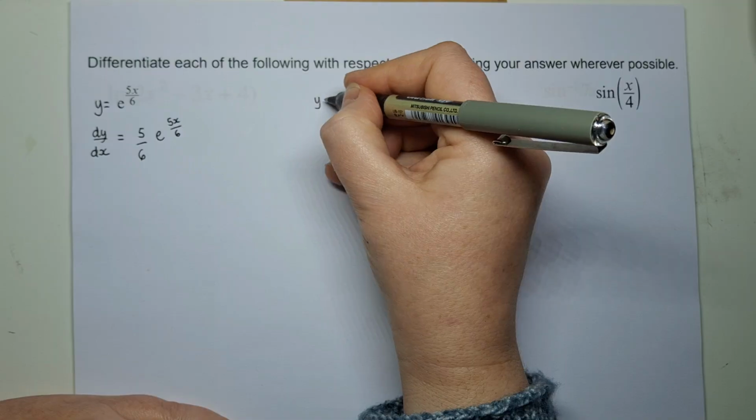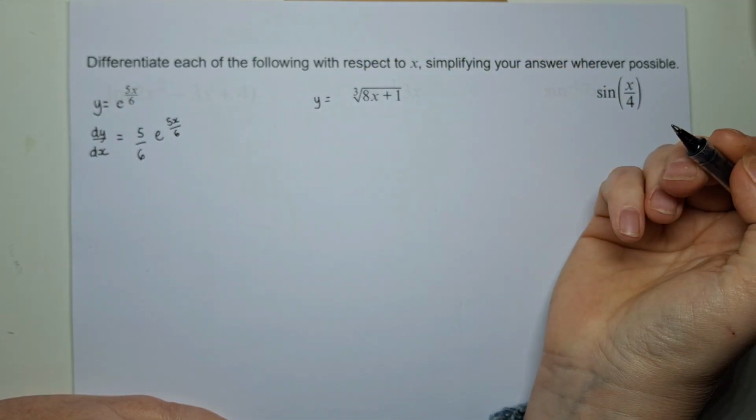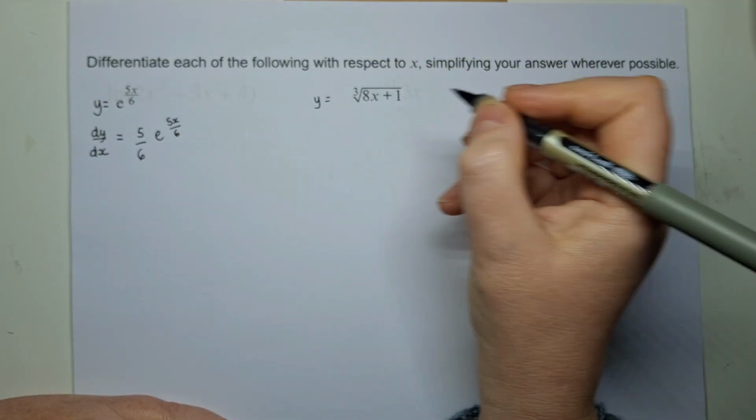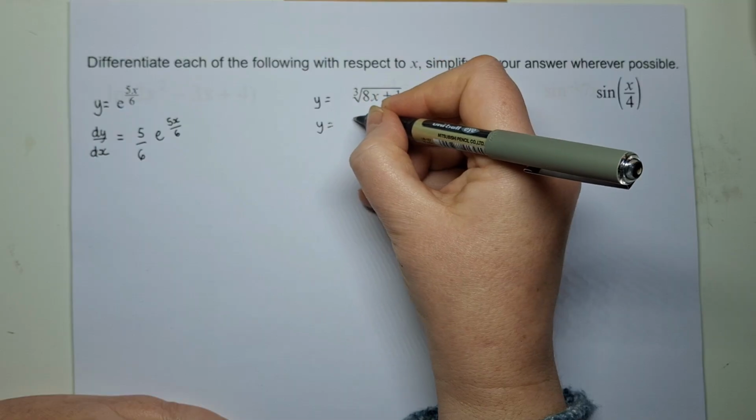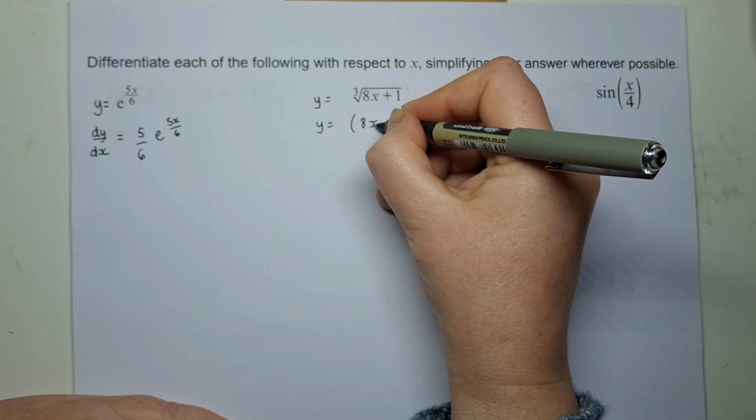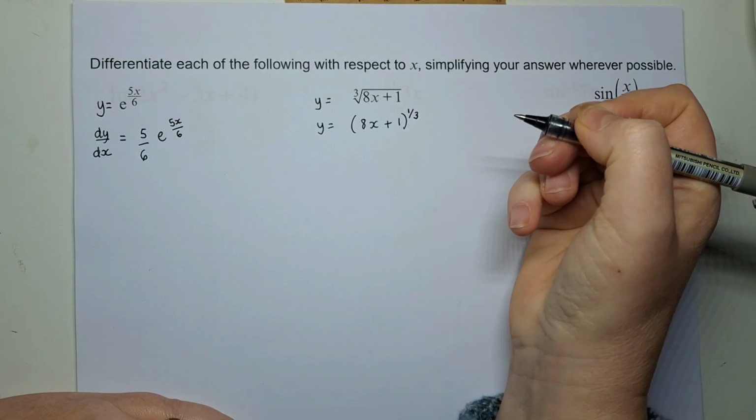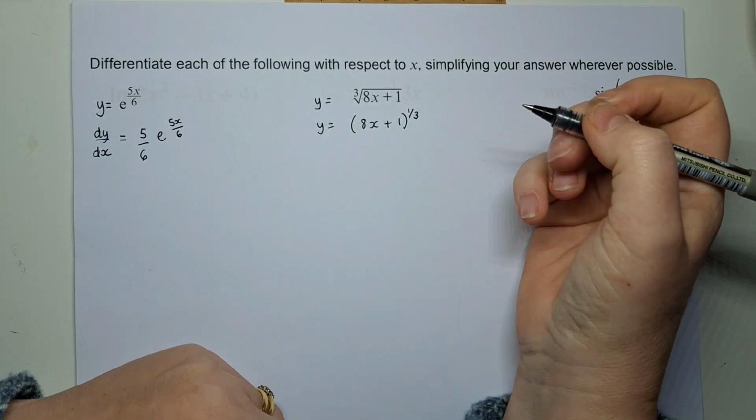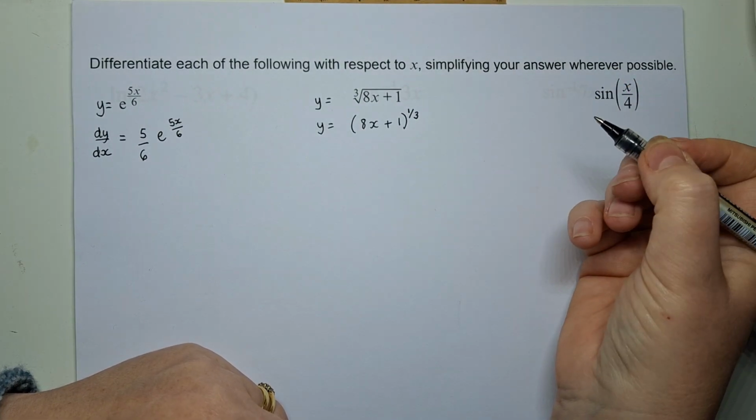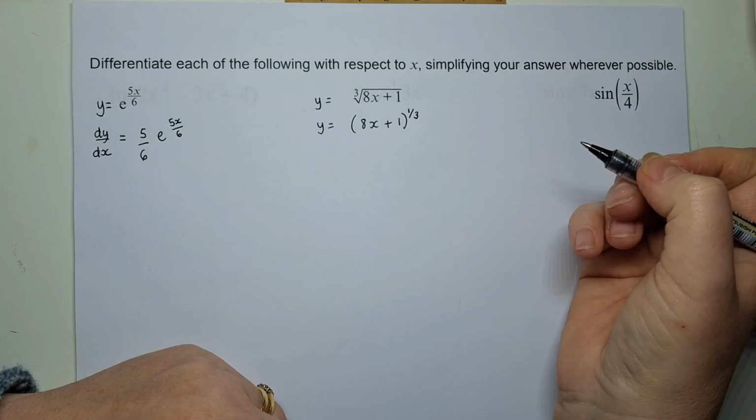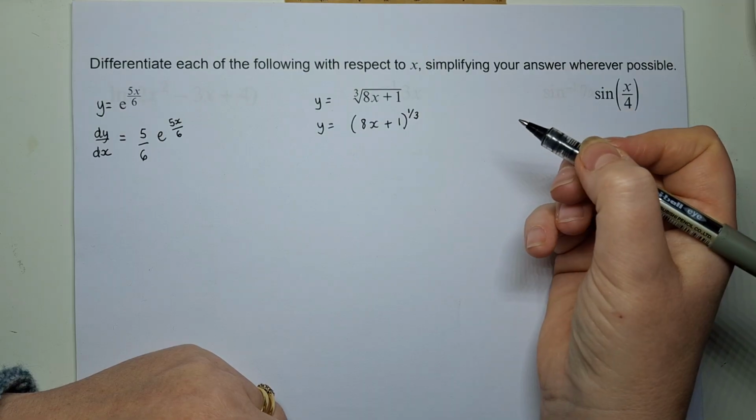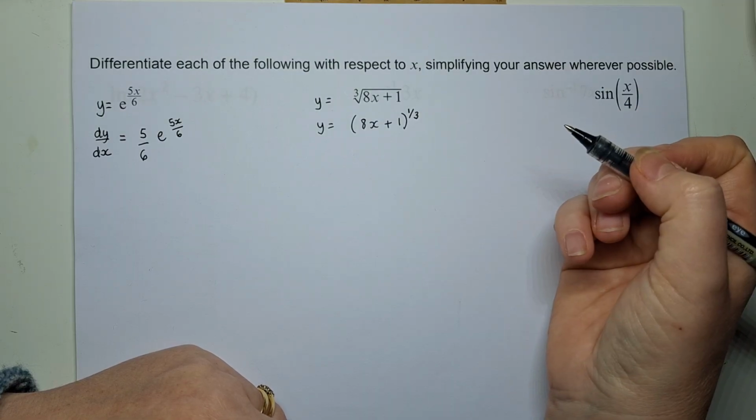The next one is a cube root of 8x plus 1. So let's rewrite that as a bracket to start with. So that would be power 1/3. Sometimes your bracket is in the bottom on a denominator, in which case hop it up to the top and give it a minus power. This one isn't, but we did need to rewrite it as power 1/3.